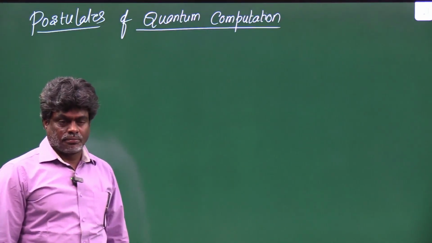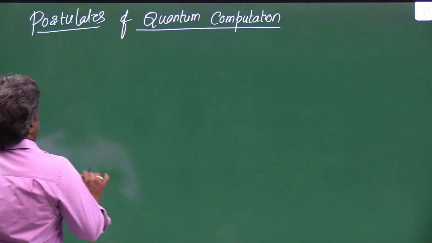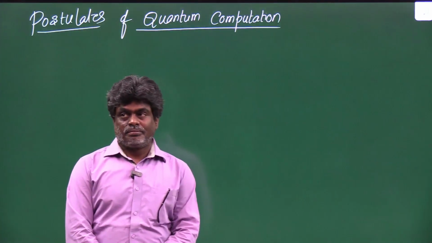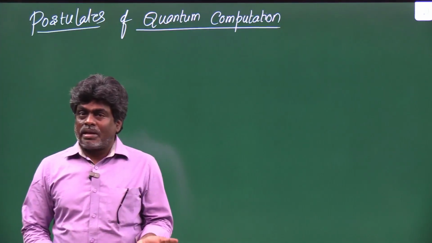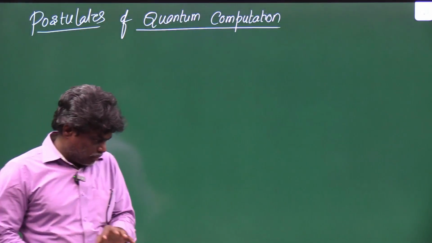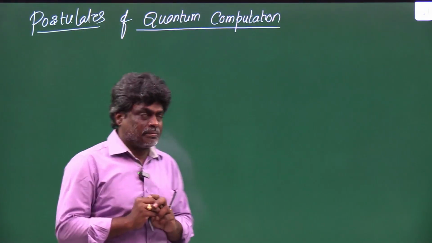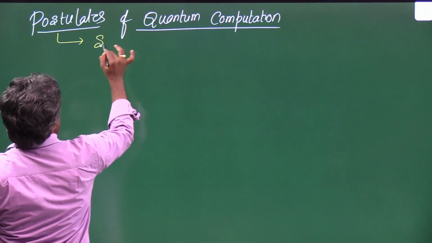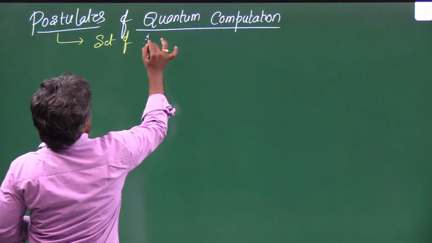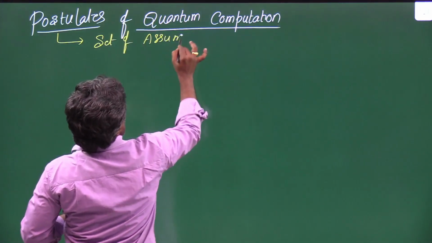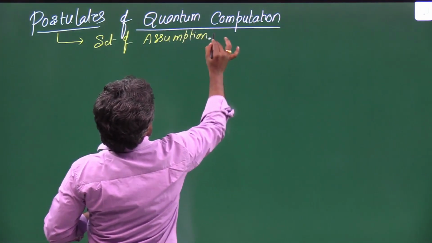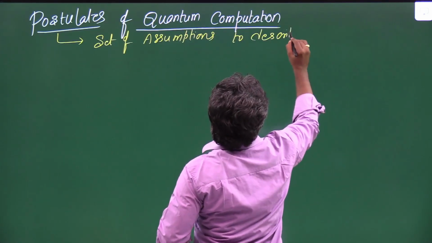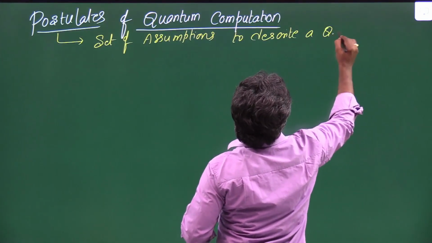Okay. So what is meant by postulate? Quantum mechanics, classical mechanics, quantum computation, it's different. What is meant by postulate? A set of assumptions. That's it. A set of assumptions to describe a system. Here it is our quantum system.